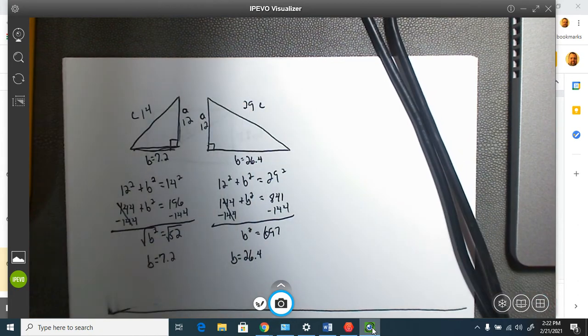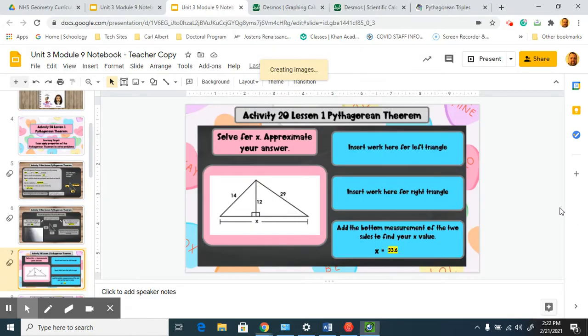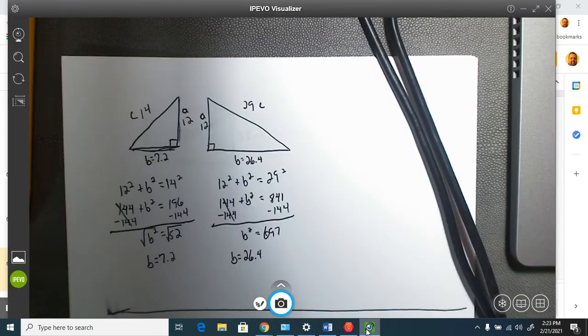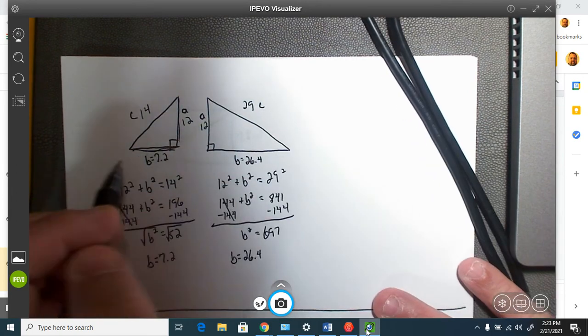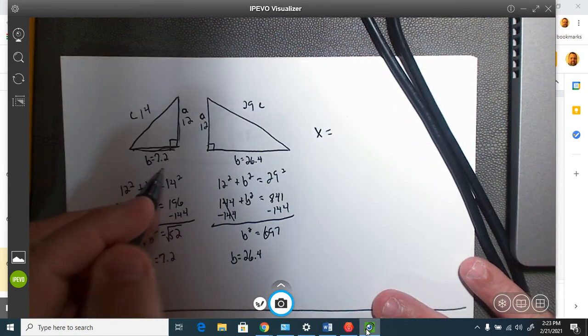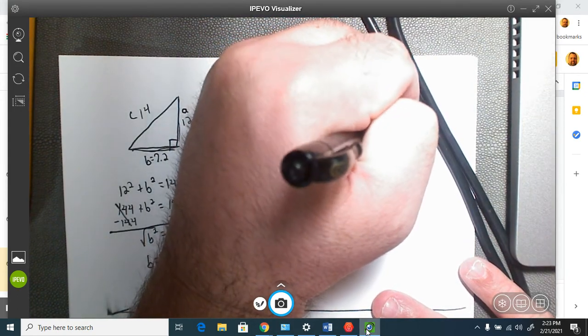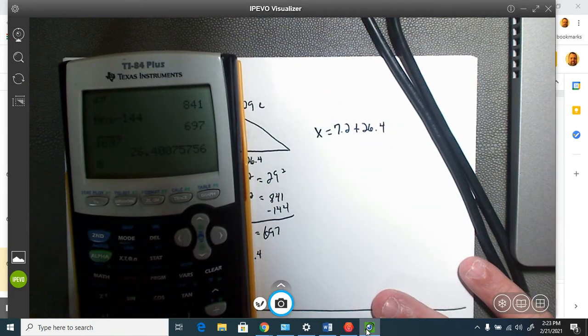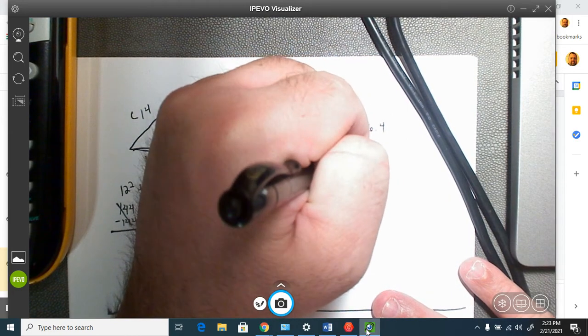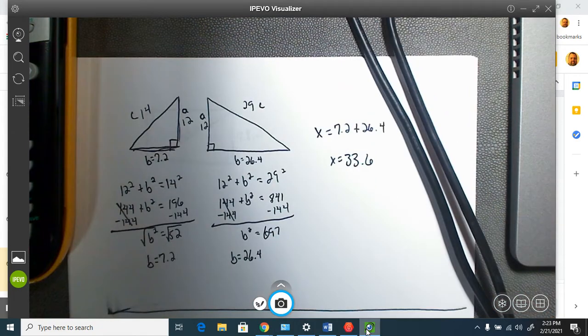Now, going back to my original problem, I needed to know the entire length of this side. So I figured this out was 7.2. I figured this side was 26.4. So how do I find the entire length? All I'm going to do is take 7.2 plus 26.4. 7.2 plus 26.4 is 33.6.